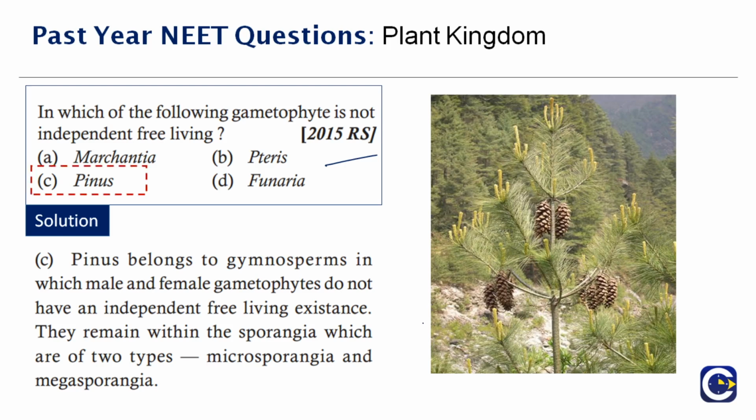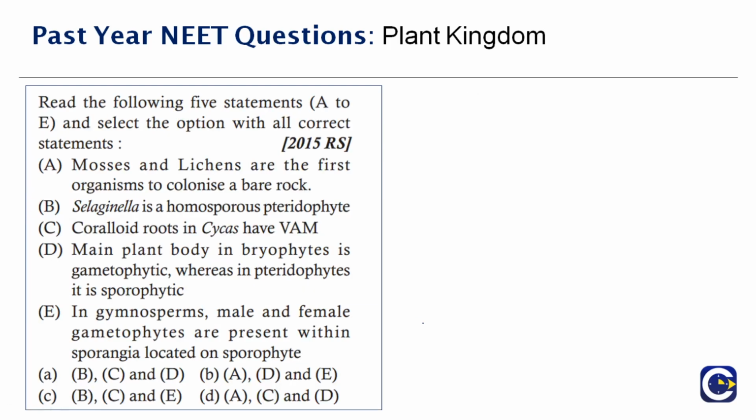Pinus. Okay, now let's move to the next question here. Look at this question. Read the following five statements A to E and select the option with all correct statements. Okay, we will go statement by statement. So look at the first statement here. Mosses and lichens are the first organisms to colonize a bare rock. Look at option B. Selaginella is a homosporous pteridophyte.